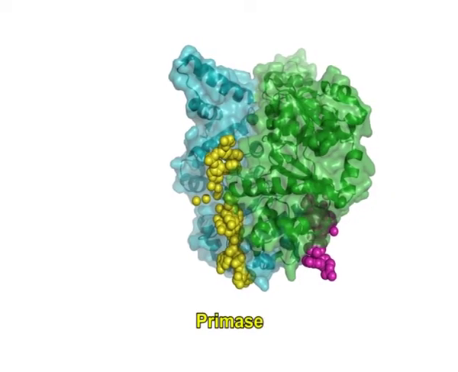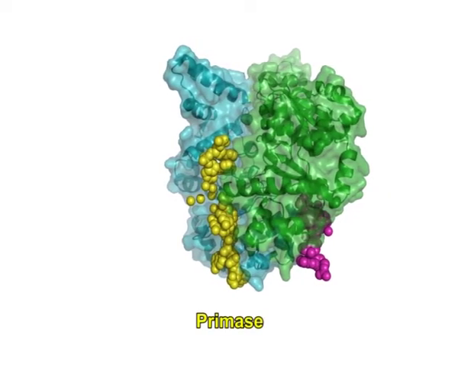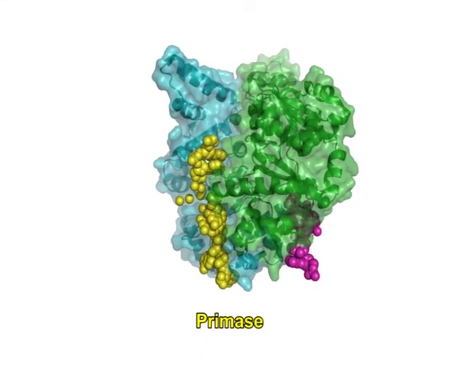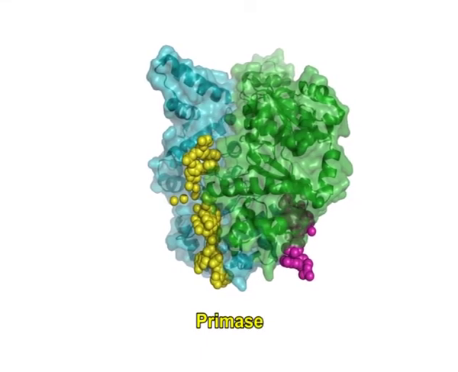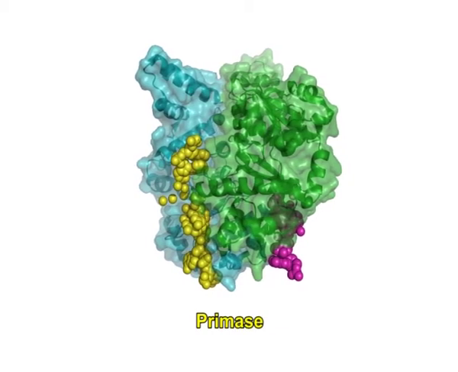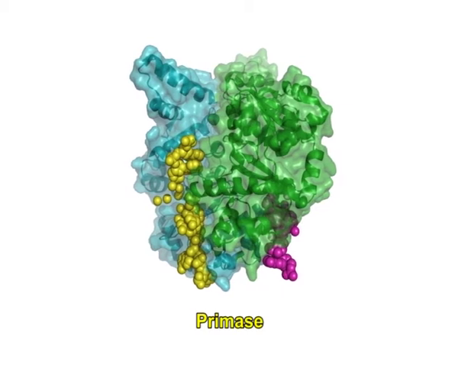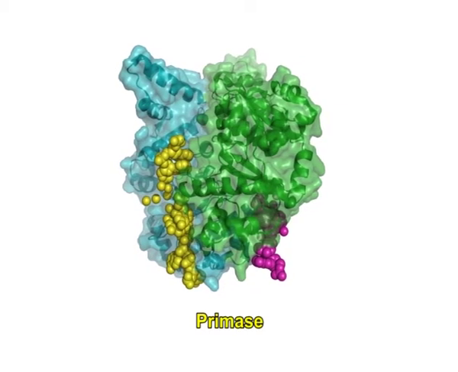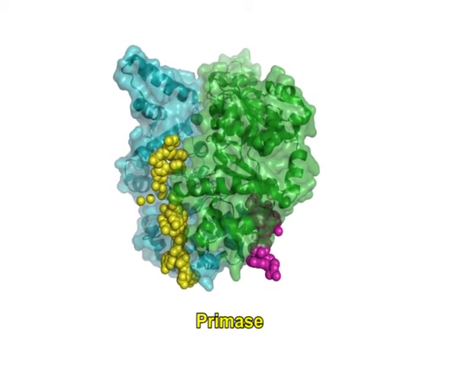Primase catalyzes the production of a short RNA fragment called a primer that is complementary to a single strand DNA template. Primase is very important in the DNA replication process because DNA polymerases cannot initiate the synthesis of a DNA strand without a primer.